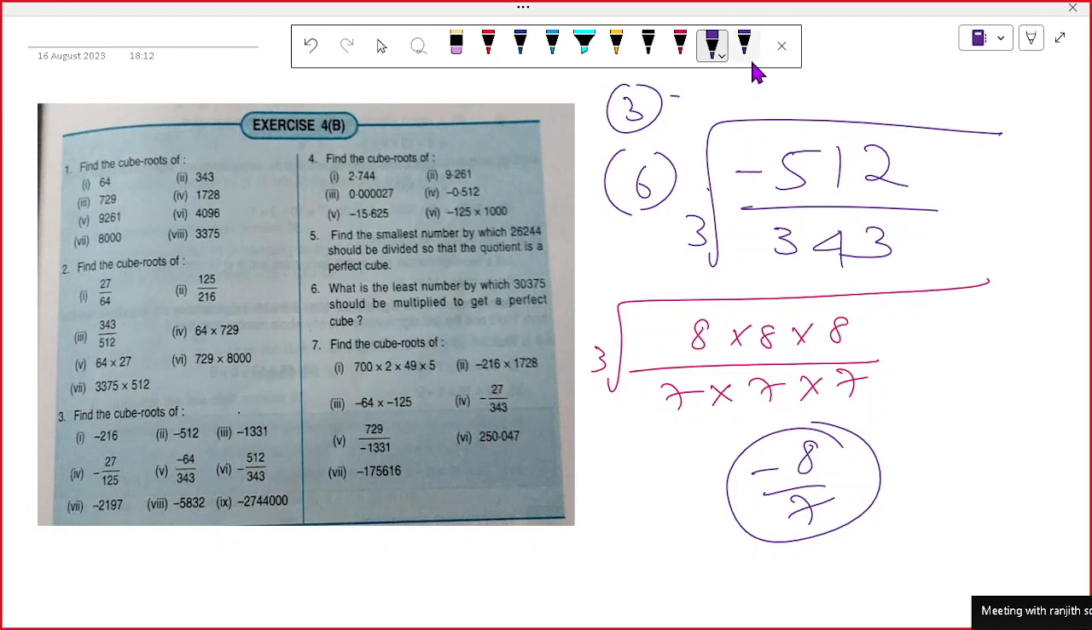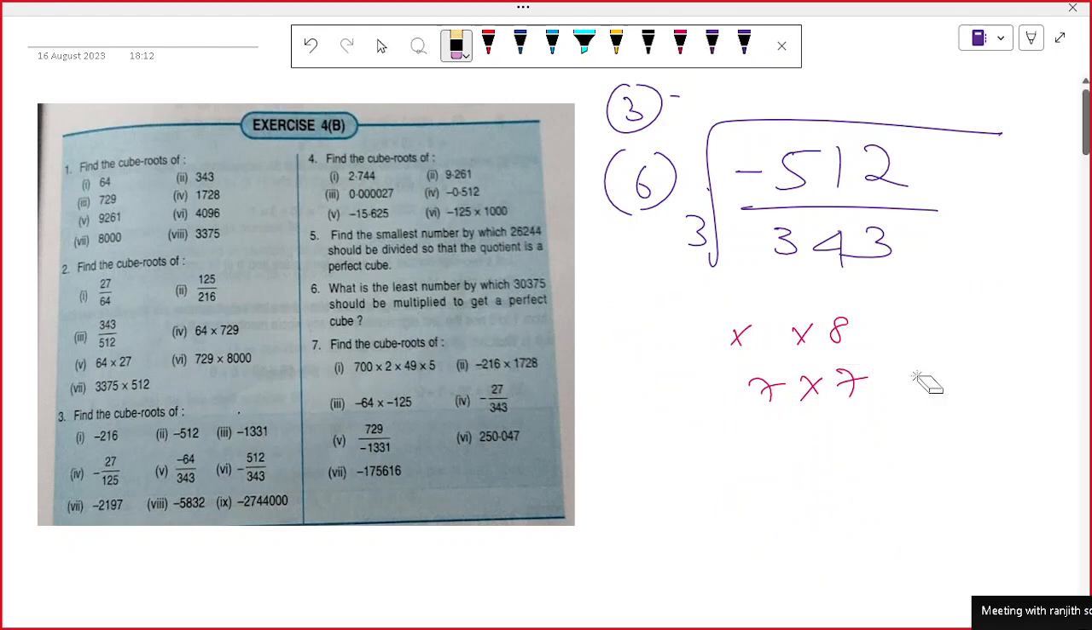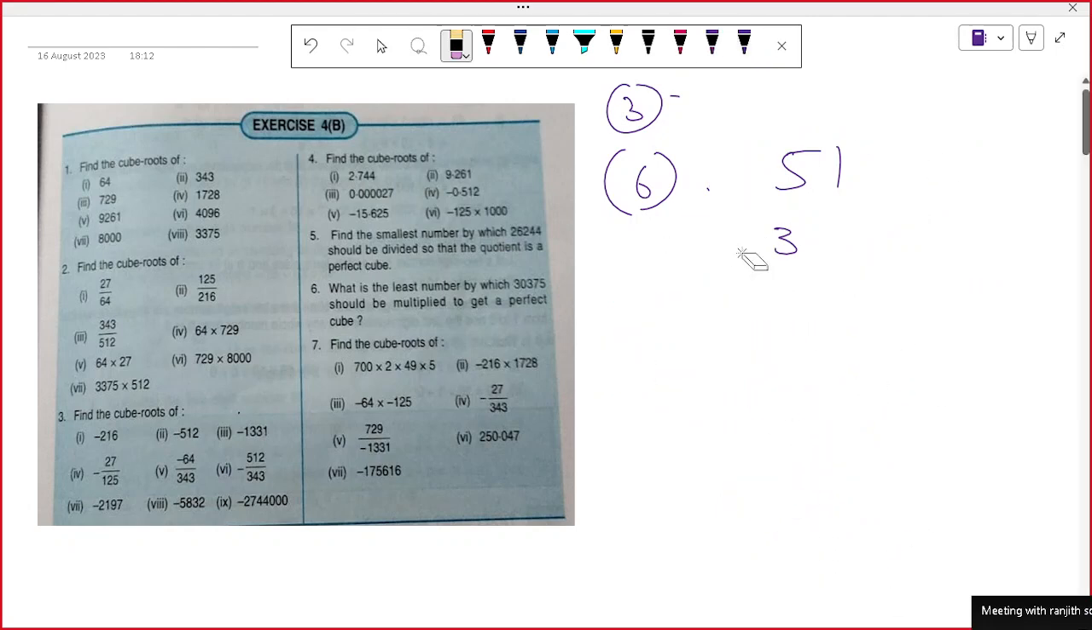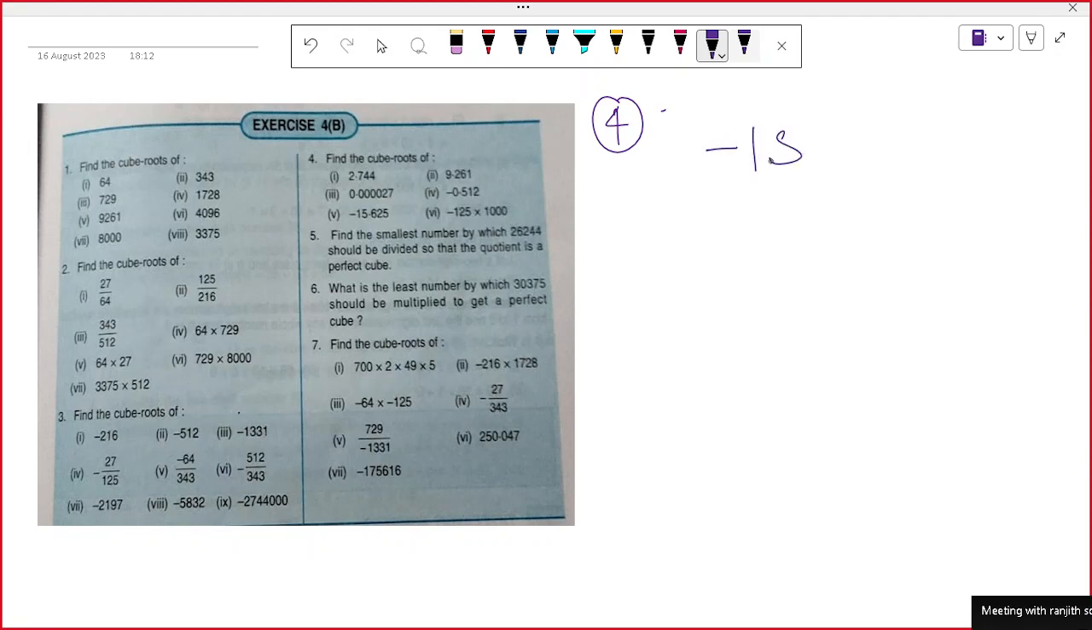Joanna, which question shall we solve? Fourth main, the fifth question. Okay, all of you will try this and Joanna will answer this.